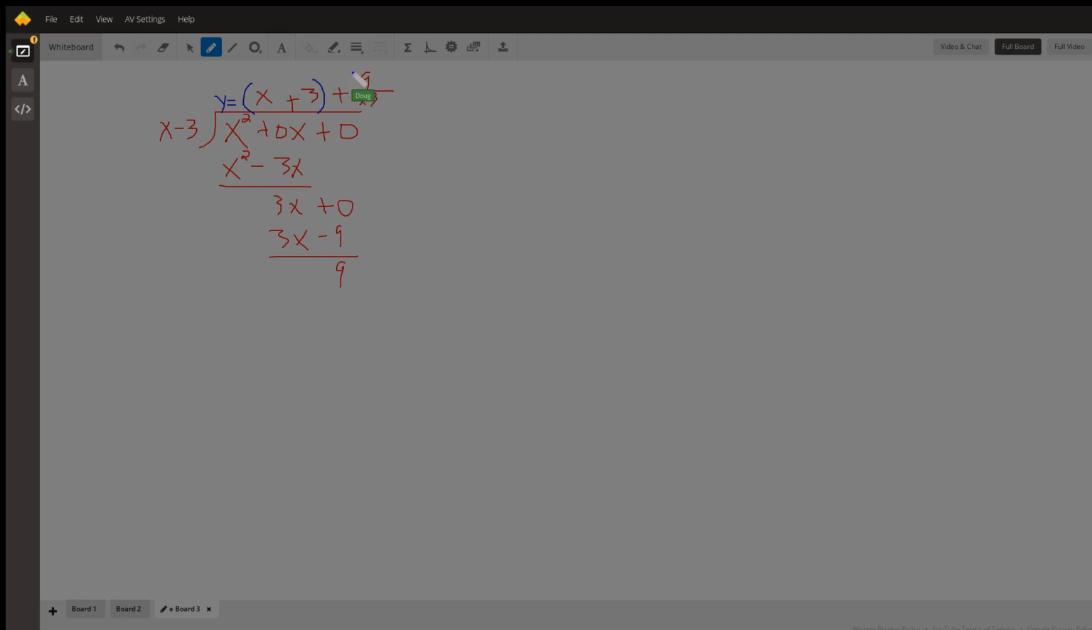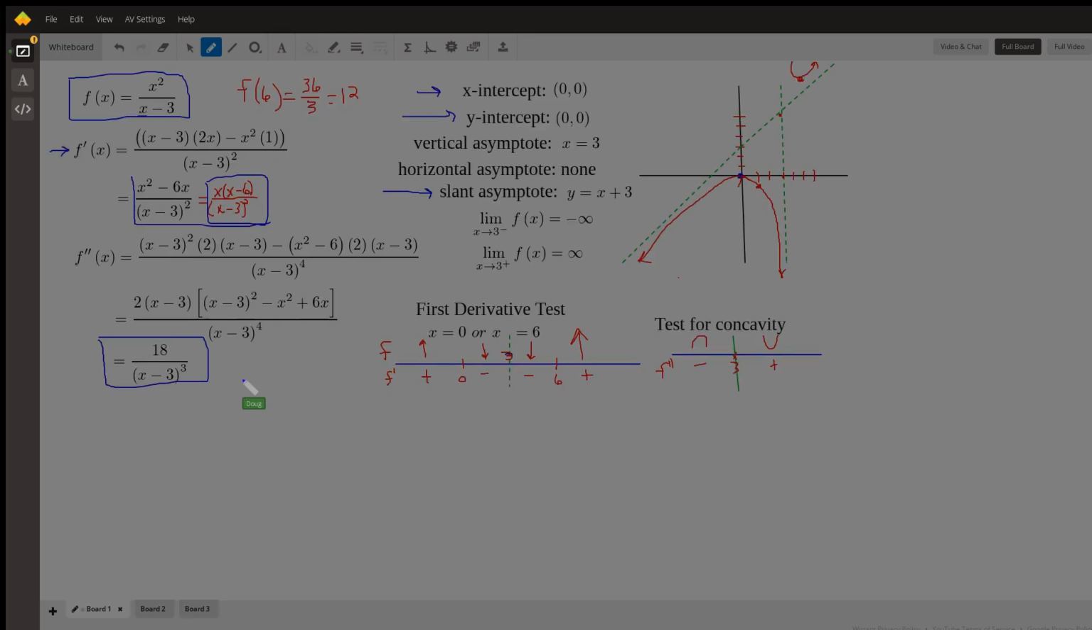And so you can see as x approaches positive infinity, the function value will always be, because of this term, a little bit above the slant asymptote. As x approaches negative infinity, this term is negative, so we'll be below the slant asymptote.